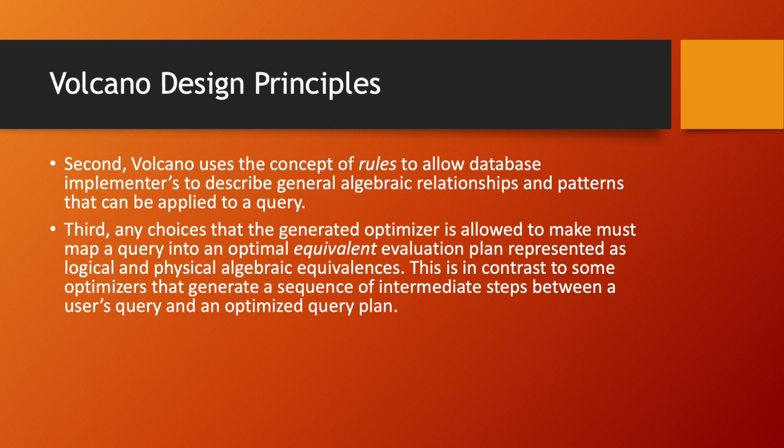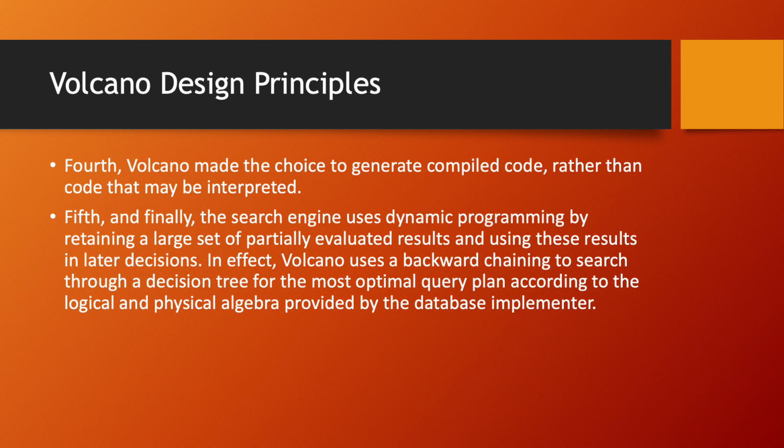Second, Volcano uses the concept of rules to allow database implementers to describe general algebraic relationships and patterns that can be applied to a query. Third, any choices that the generated optimizer is allowed to make must map a query into the optimal equivalent evaluation plan represented as logical and physical algebraic equivalences. This is in contrast to some optimizers that generate a sequence of intermediate steps between a user's query and an optimized query plan. Fourth, Volcano made the choice to generate compiled code rather than code that may be interpreted.